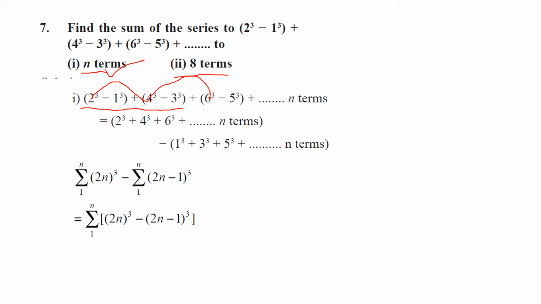n terms, minus 1 cube plus 3 cube plus 5 cube, etc. n terms. Here what is the formula? This is 2, 4, multiples of 2, isn't it? So use the formula (2n) whole cube minus, and here 1, 3, 5 are odd numbers. Odd number means we use (2n minus 1) whole cube.